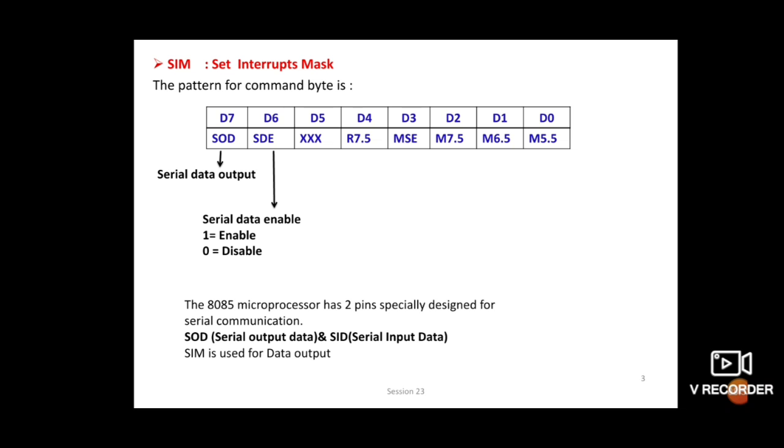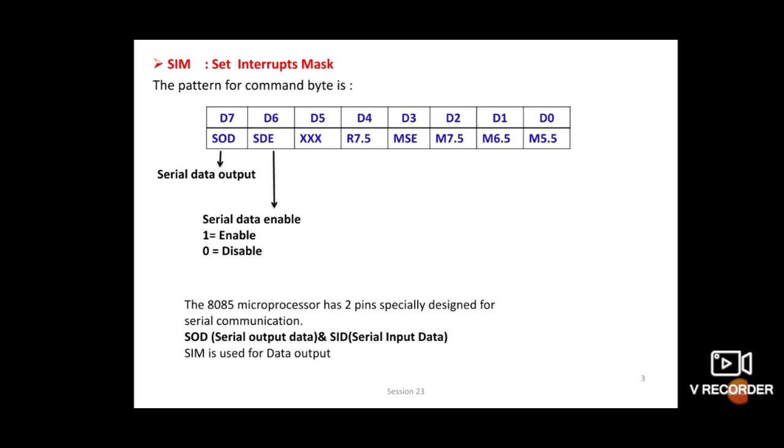When bit D7 is set, data is transferred to the processor through the SOD line. Okay, not directly transferred, but through the SOD line. If SDE, serial data enable, which is the D6 pin, is 1, then activate the SDE pin. If the SDE pin is 0, the serial communication is not activated.